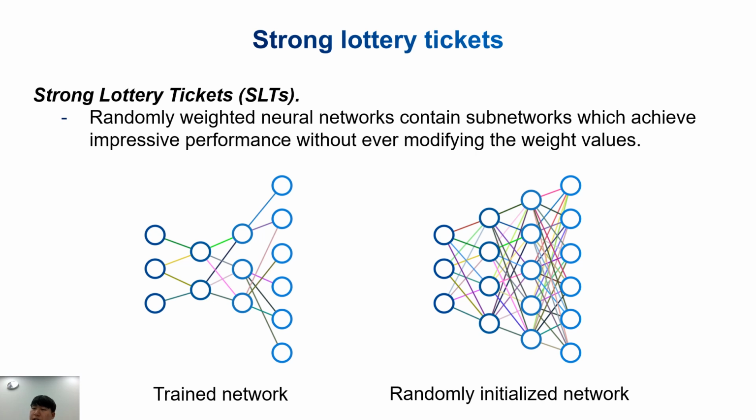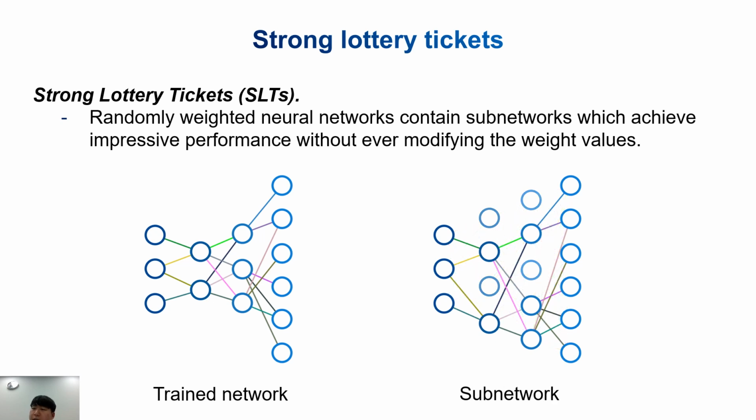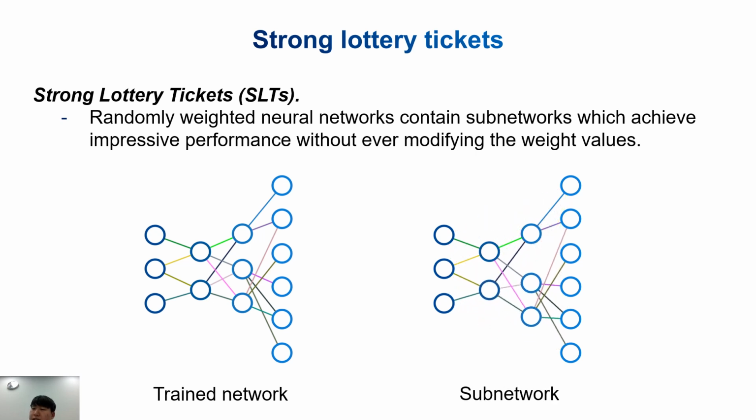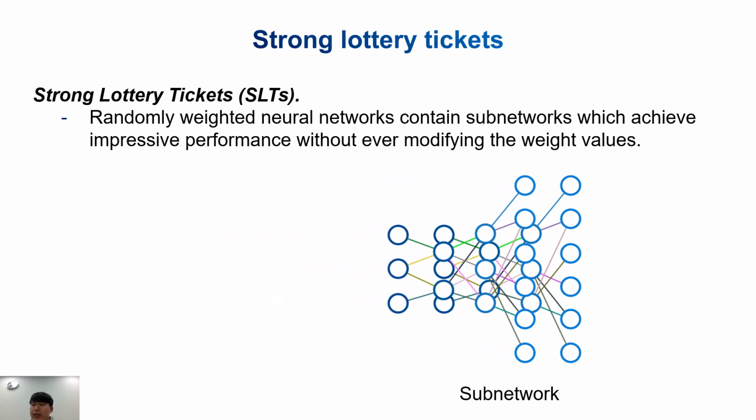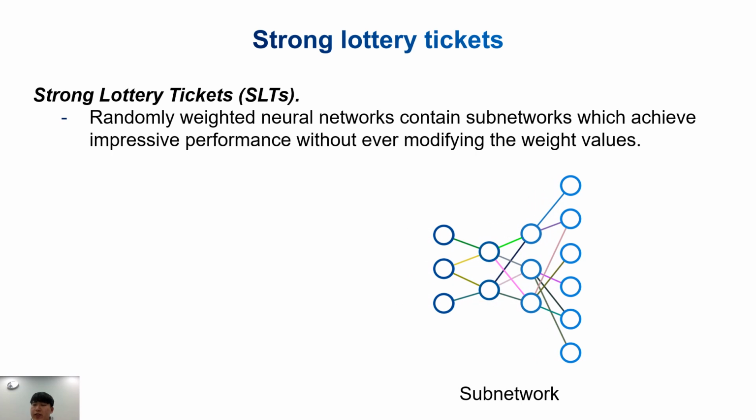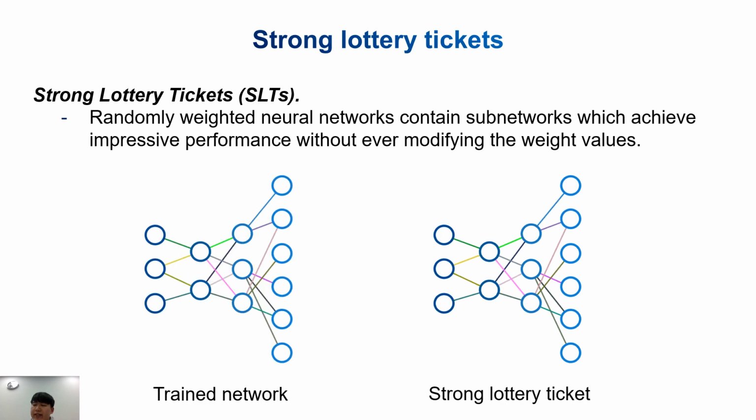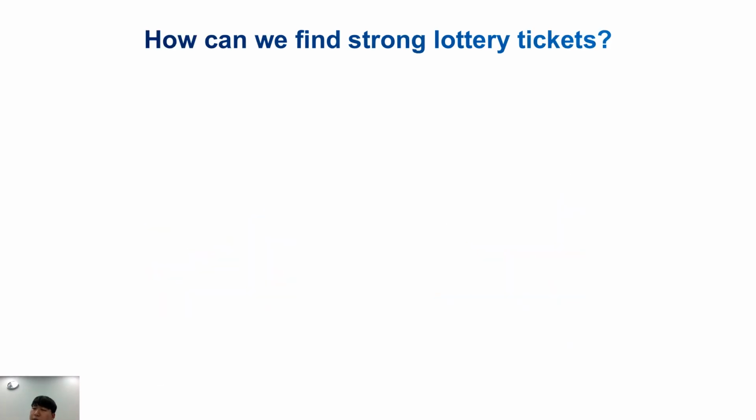The left figure is a trained network that shows good performance, and the right figure is an overparameterized random network that shows poor performance. We can obtain the subnetwork from a randomly initialized network. As you can see, there is a very low probability that the subnetwork is equivalent to the left trained network. In other words, the subnetwork shows good performance without any weight update if we find it carefully. And this is a strong authority case. A key problem is how we can find strong authority case.